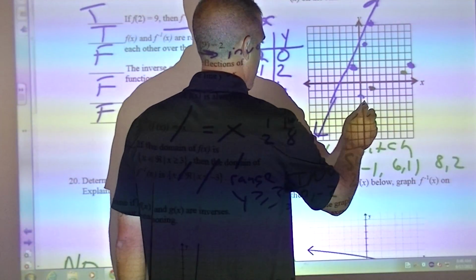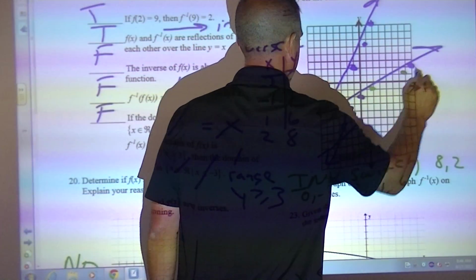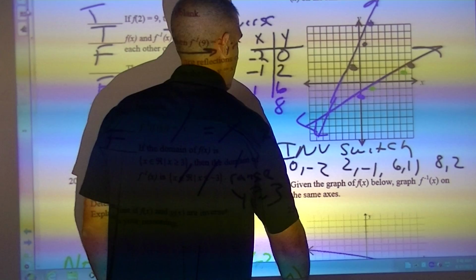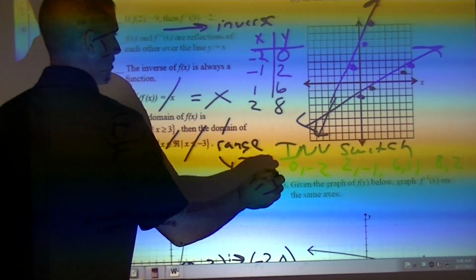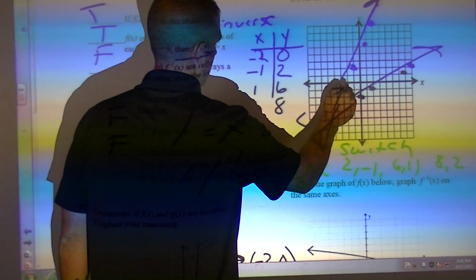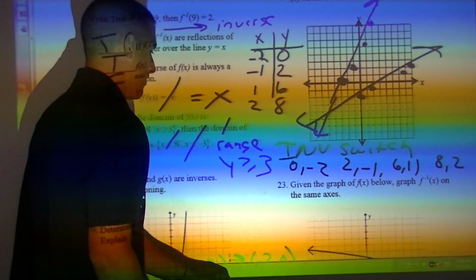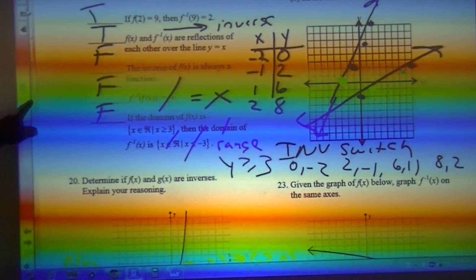0, negative 2 would be here. Sorry about that. So that would be the inverse. I graphed that in the wrong place. Negative 2, 0. I didn't graph the first point. All right, moving on.